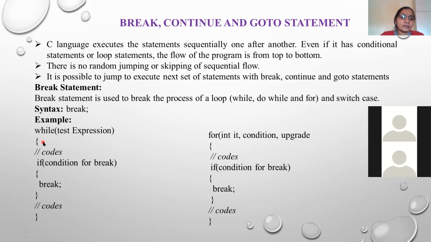So you just concentrate on the example I am going to tell you. While test expression. While is again the reserved word, a keyword. Test expression means any valid expression in the C language. These are some lines of code. After that, I use the if statement, if and some condition. That condition is generally used for the break. And if the condition becomes true, then the break statement will be evaluated.